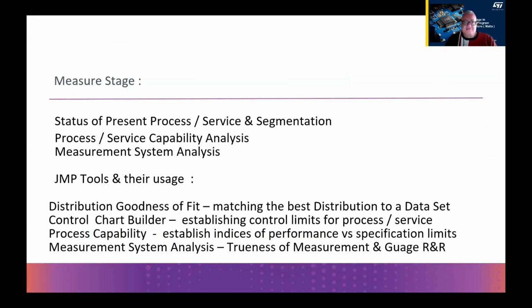In the measure stage, basically, we have to do the MSA, which includes the linearity and bias, the stability check, and also the GRR, and also the capability of the line, the process. What is the capability? Where we are now.